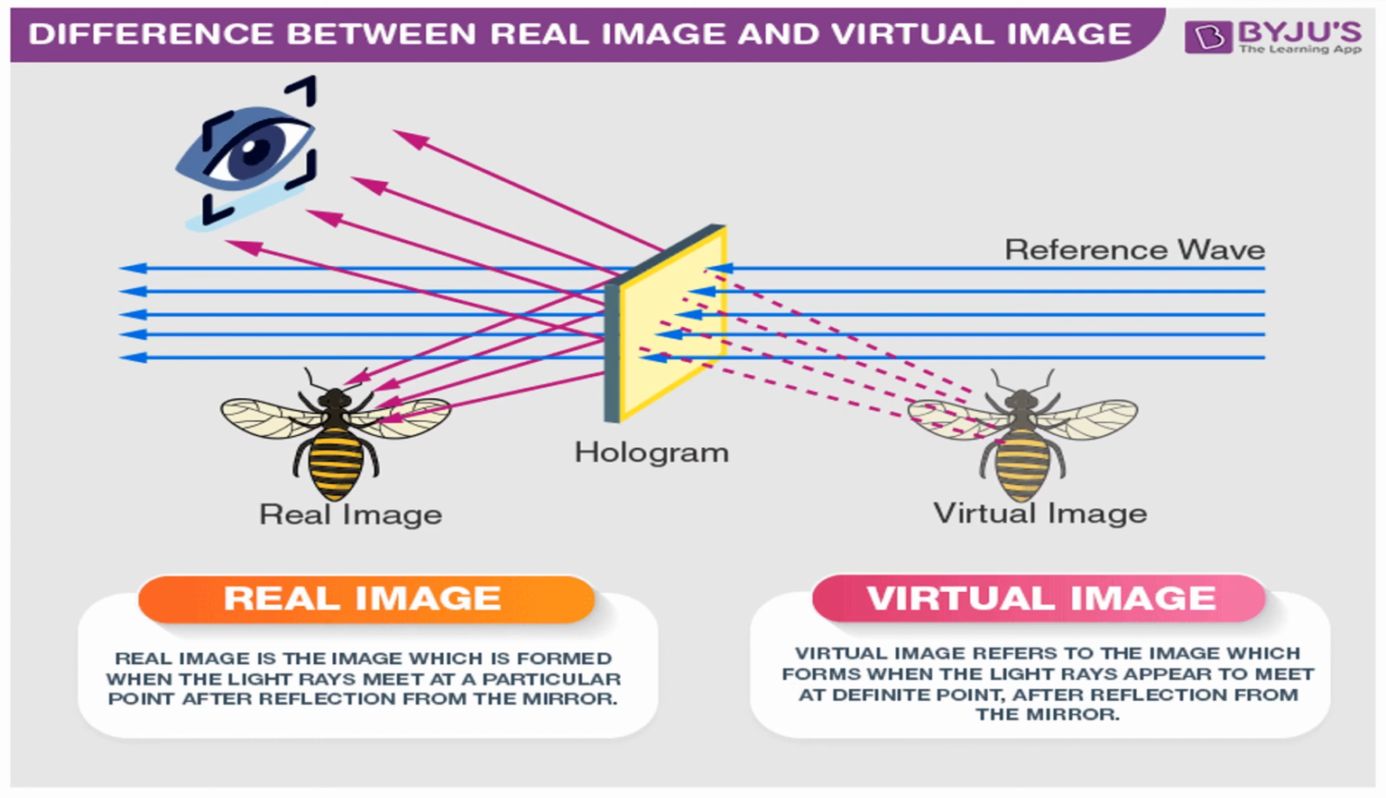So real image is the image which is formed when the light rays meet at a particular point after reflection from the mirror. ठीक है, हम लोगों को अगर कोई मिरर के थ्रू भी रिफ्लेक्शन होता है और हम लोगों को वो चीज दिखाई दे रही है तो it is an example of real image. Whereas a virtual image refers to the image which forms when the light rays appear to meet at a definite point after reflection from the mirror. ठीक है, so this is the difference between the real image and virtual image. I hope by this the concept of real image and virtual image is quite clear to all my students.